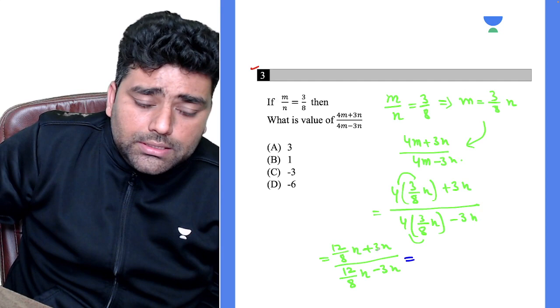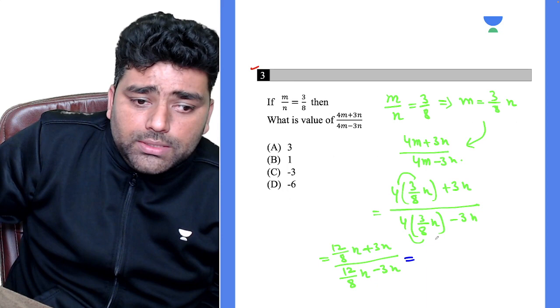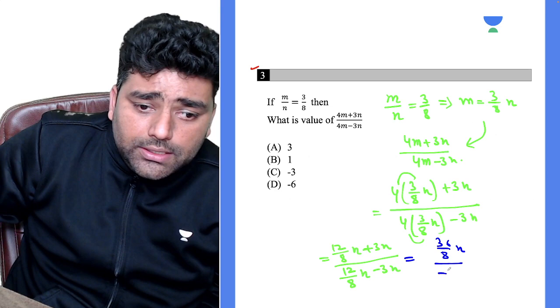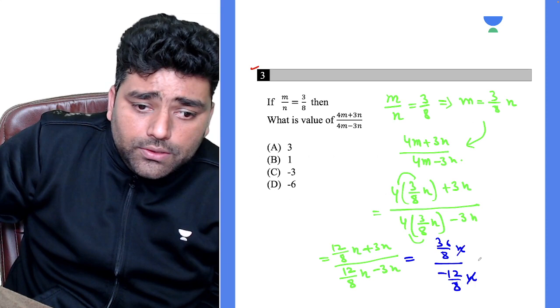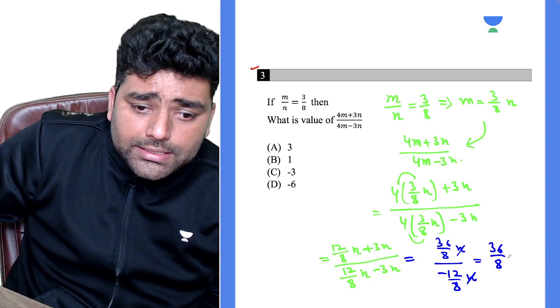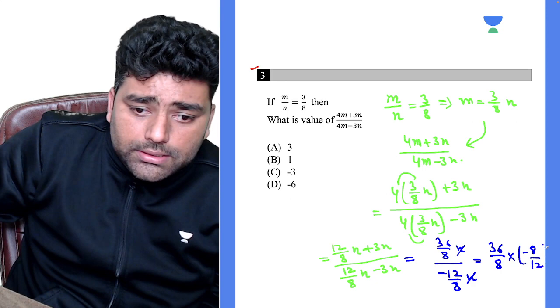3. So 12 by 8 plus 3 will be what? So 24, that will be 36 by 8n. And it's going to be subtracted, so this is negative 12 by 8, you know, n. So n is cancelled by n because that is the numerator and denominator. This is 36 by 8, and the fraction in the denominator will be reciprocal. So it will be negative 8 by 12, guys, right?